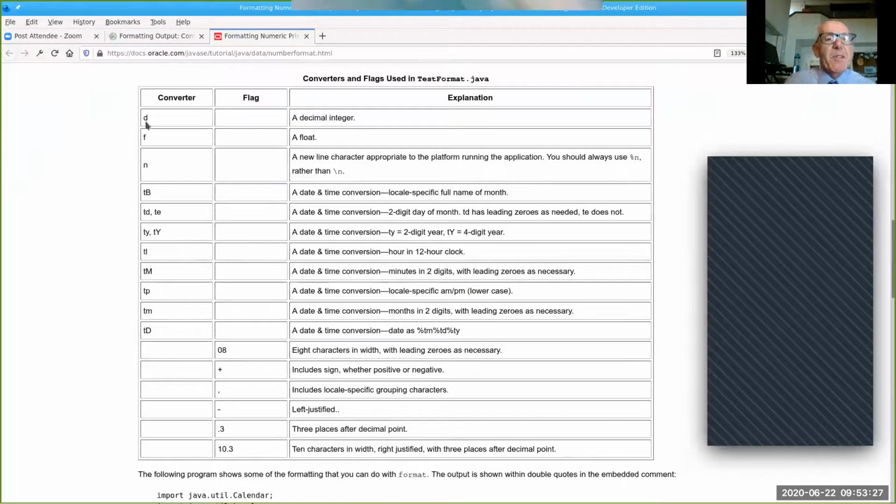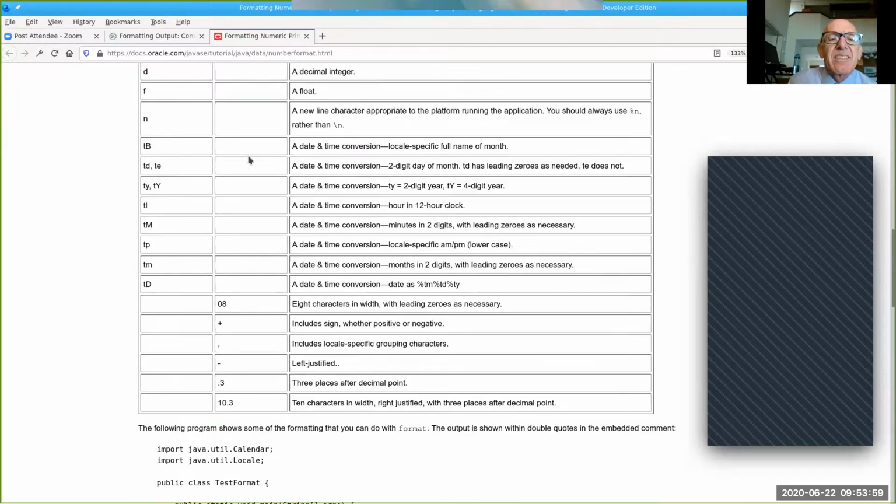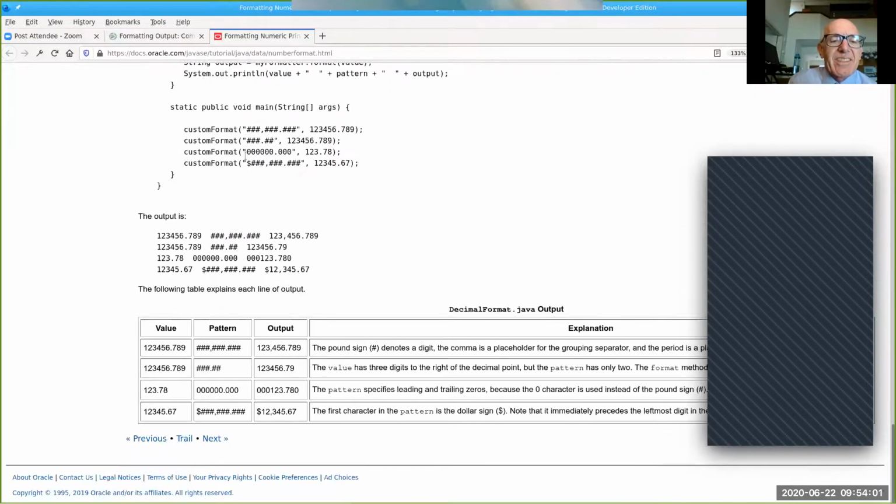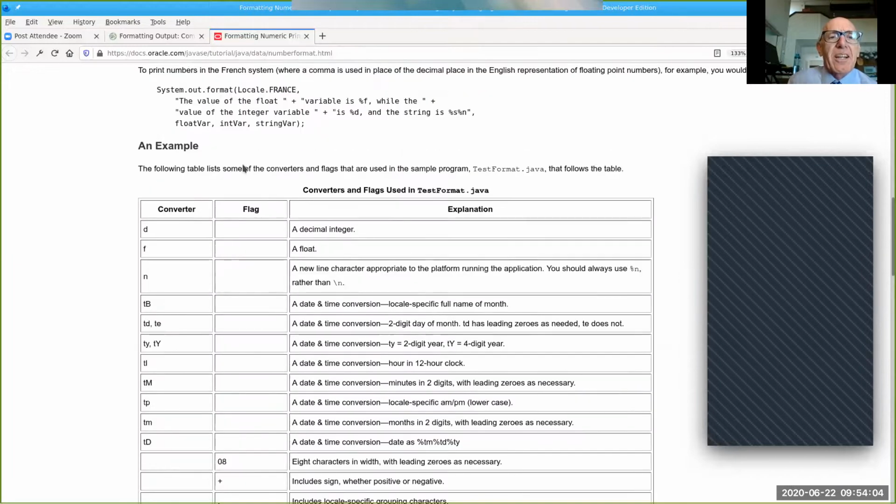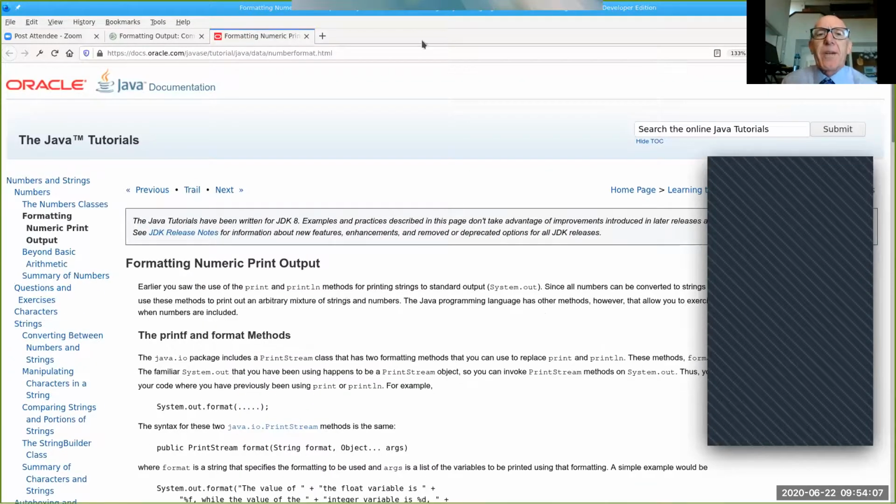So I have decimal integer, float, new line, date and time conversion. And then you have the width, positive or negative. So actually, there aren't that many of them. And this is how you know which one you want to use. The one you use is dependent upon the data type that you have. Decimal format class. Boy, this does not give all of them. I'm surprised. Okay, let's go back to our API.